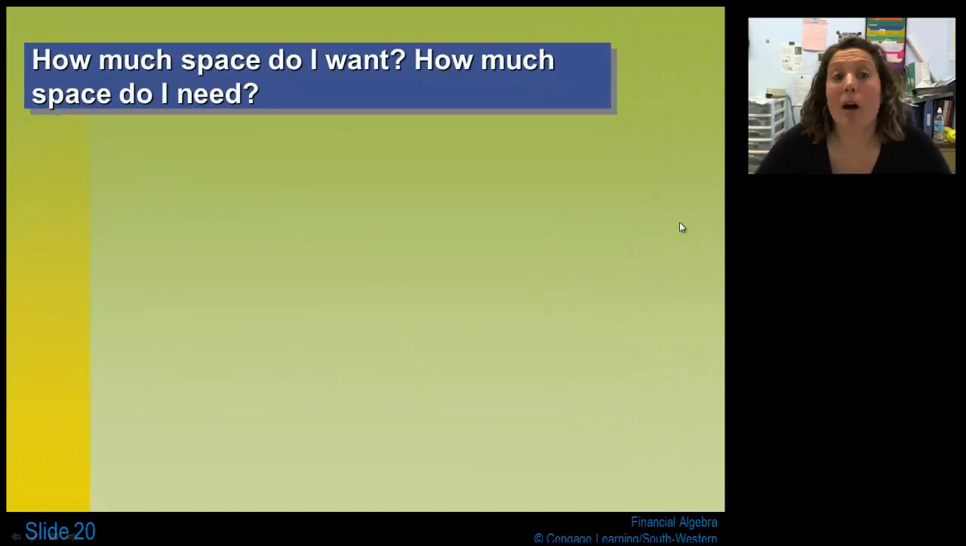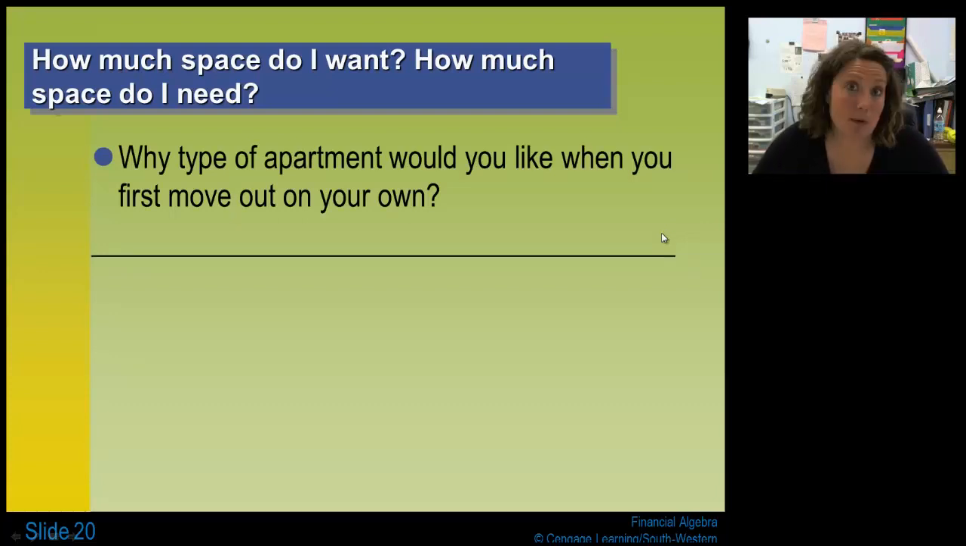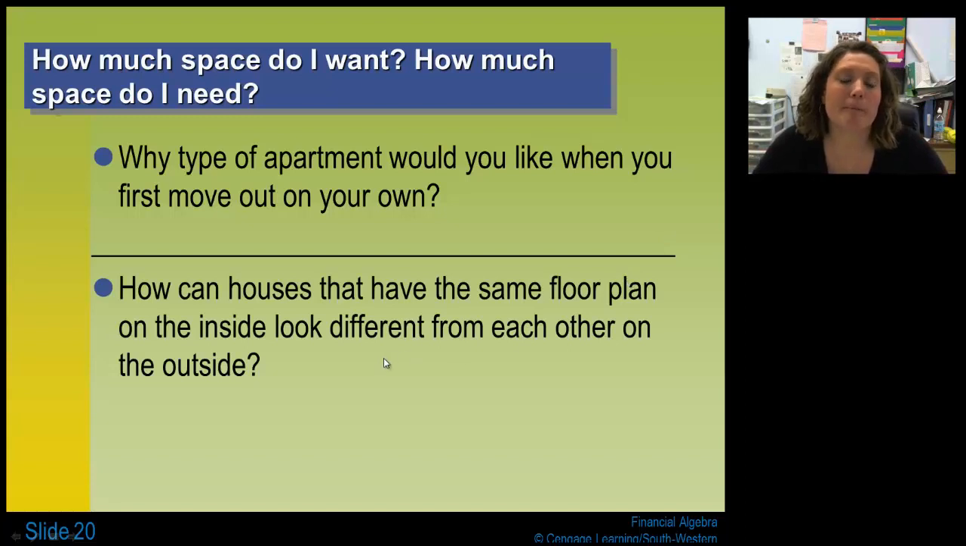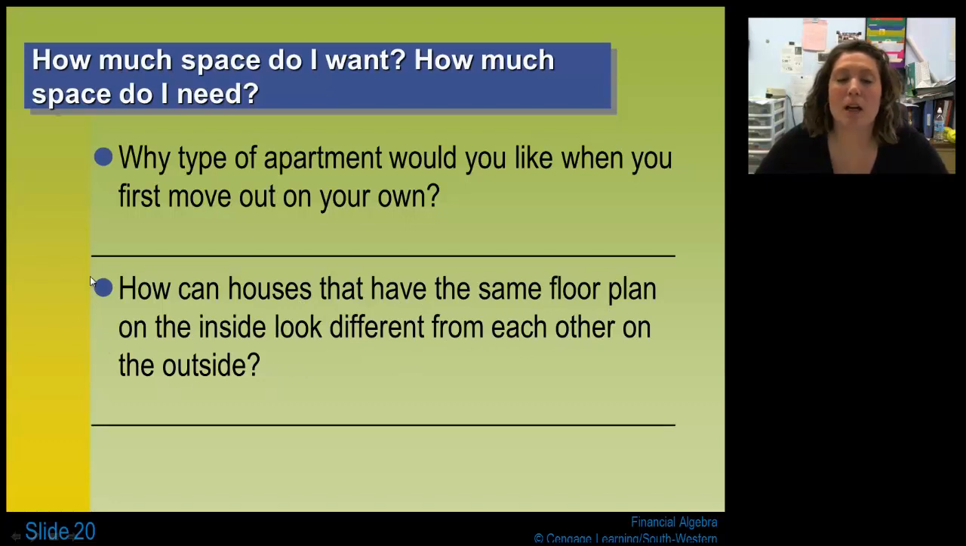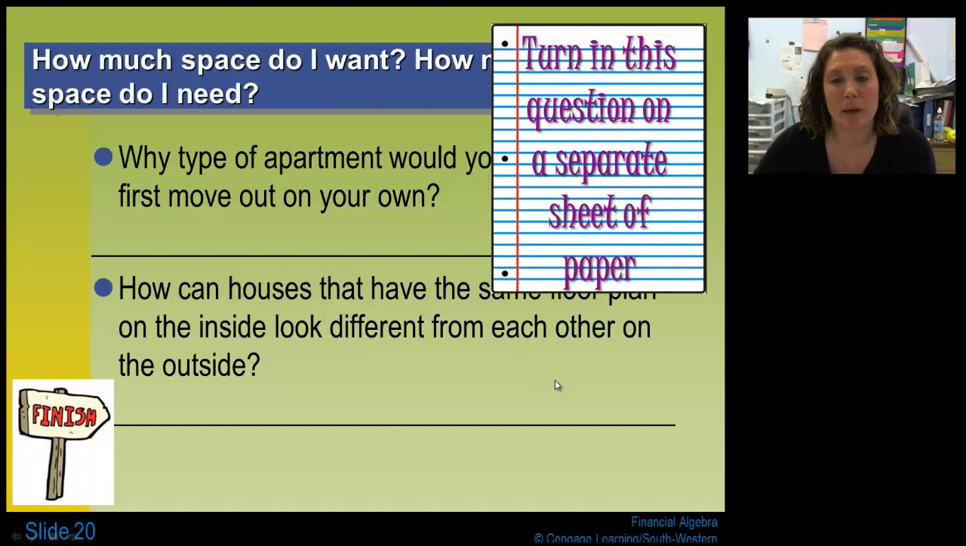So how much space do I want? How much space do I need? So what type of apartment would you like when you first move out on your own? What are you looking for? 1 bedroom, 2 bedrooms, a studio? What do you think you want to live in? And then how can houses that have the same floor plan on the inside look different from each other on the outside? So you need to go ahead and finish these 2 questions and answer these on a separate sheet of paper, please.